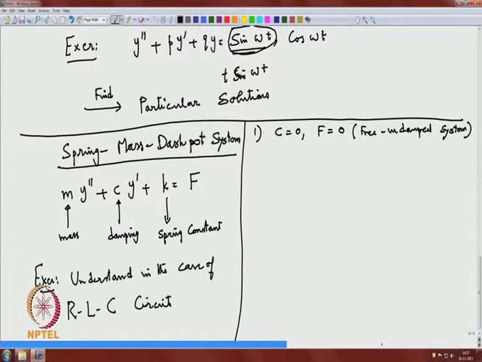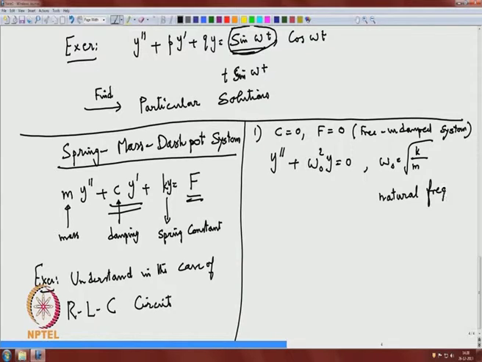So, in that case what we have done is that C is equal to 0, F is equal to 0, you can divide by M. So, you will have y double prime plus omega naught square y equal to 0. What is omega naught? Omega naught is the square root of k over m. This is called the natural frequency of the system. This is what we have done.